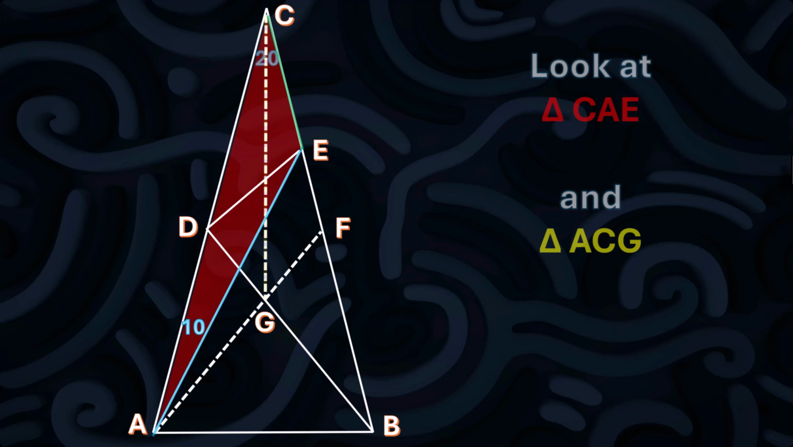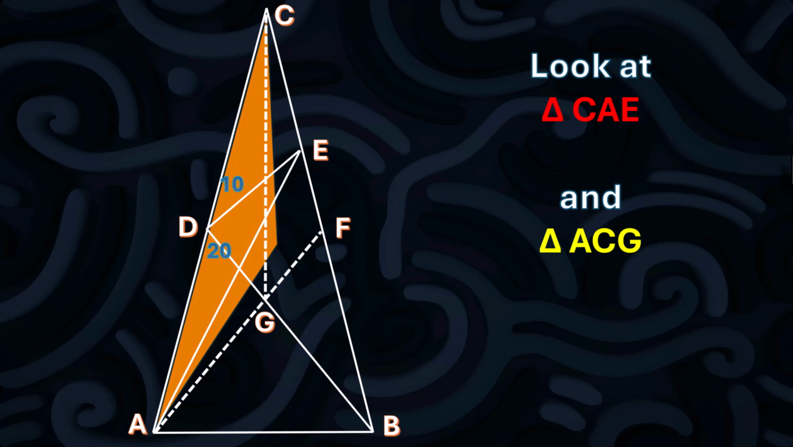Now I want to look at two triangles that have been formed. The first one is CAE in red. It has base angles of 10 degrees and 20 degrees. Now look at triangle ACG in yellow, it has base angles of 10 degrees and 20 degrees. You see the way this works?